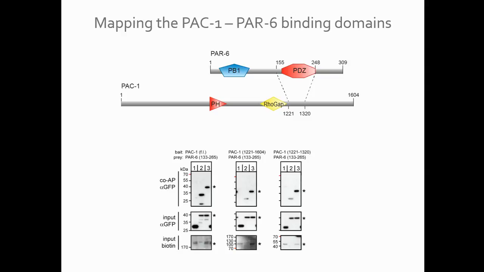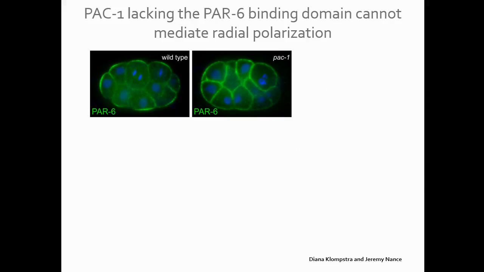And then Jeremy's group, Diana Klomstra, graduate student in this group, generated a deletion mutant or a deletion construct of PAC1 lacking the par6 binding domain. And then she investigated, can PAC1 lacking the par6 binding domain still mediate radial polarization of par6? So here is just again the wild-type localization of par6 and the localization to the entire membrane in a PAC1 mutant.